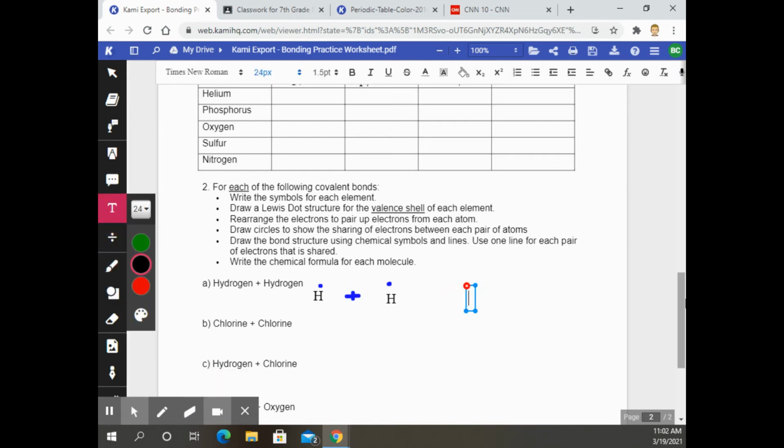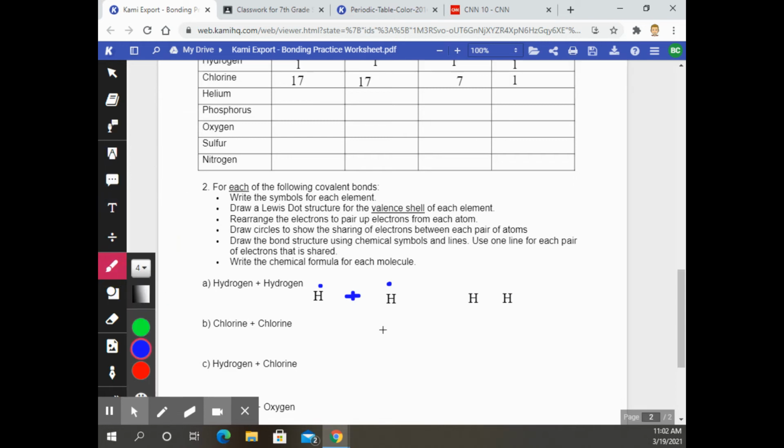So we have H, and I'm going to make a space in between. Another H, and then I'm going to take my drawing tool. And where these two will migrate down to show that they share, right? The line's going to go right here. That's to show that there are 2 electrons being shared here and 2 electrons being shared here.